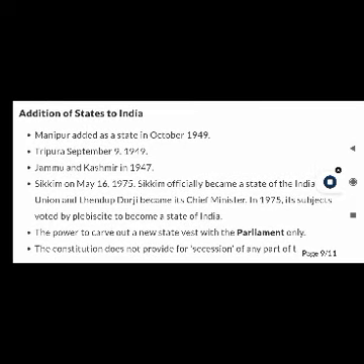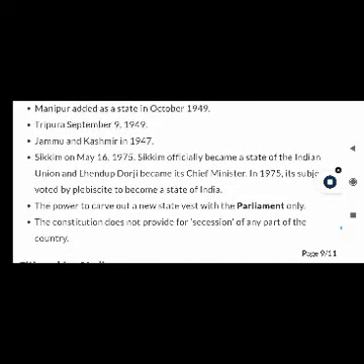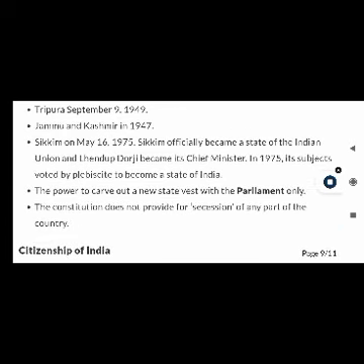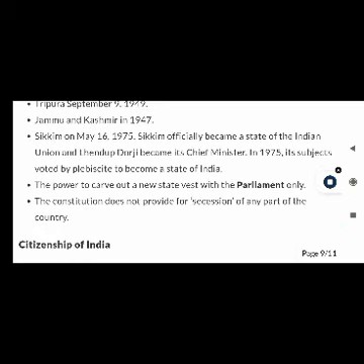Addition of states to India. Manipur was added as a state in October 1949. Tripura, September 9, 1949. Jammu and Kashmir in 1947. Sikkim on May 16, 1975. Sikkim officially became a state of the Indian Union and Lendup Dorji became its chief minister. In 1975, its subjects voted by plebiscite to become a state of India.